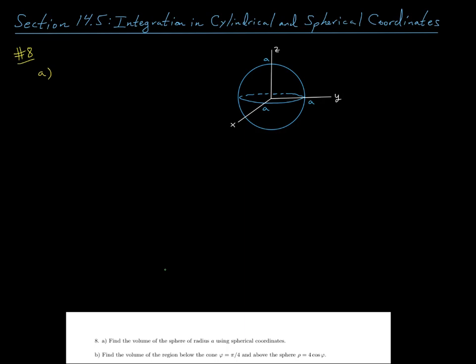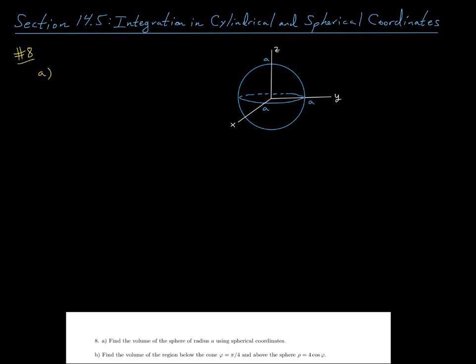All right, in problem 8a, we're asked to find the volume of the sphere of radius a using spherical coordinates. So we already know the answer is 4/3 pi a cubed, because that's just the familiar formula for the volume of a sphere. But let's see about setting this up with a triple integral in spherical coordinates.